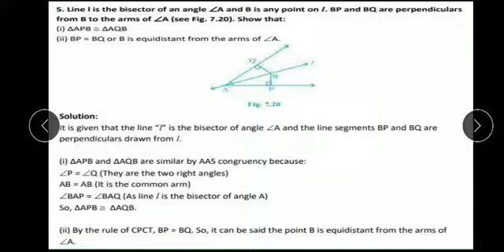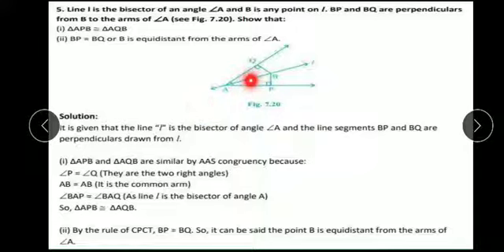Now what we have to prove? The question has two parts. First, prove that triangle APB is congruent to triangle AQB. So we have to prove that this triangle APB is congruent to triangle AQB. Second part is BP equal to BQ. We have to prove that this BP is equal to BQ.